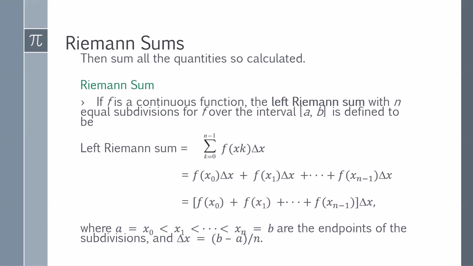So what is a Riemann sum? If f is a continuous function, the left Riemann sum with n equal subdivisions for f over the interval [a, b] is defined to be the sum where k equals 0 to n minus 1 of f of x_k delta x, which is equal to f of x_0 delta x plus f of x_1 delta x, all the way up to f of x_{n-1} delta x, or f of x_0 plus f of x_1 all the way to f of x_{n-1} times delta x, where x_0 < x_1 < ... < x_n are the endpoints of the subdivisions, and delta x is equal to (b minus a) over n.